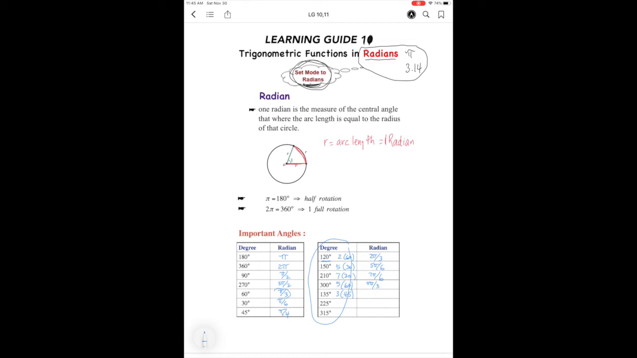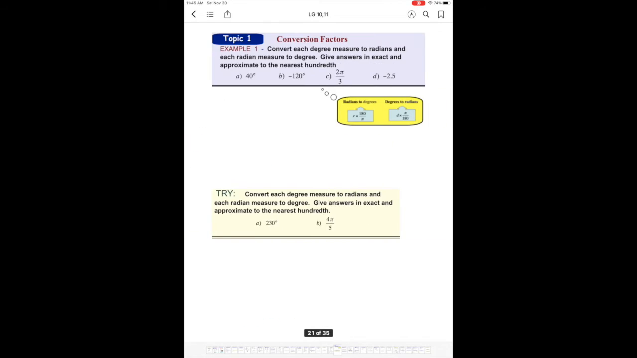And 135 is 3 45s, because 3 times 45 is that. So we know this is 3 pi over 4. And going down, so we have 5 45s there. So that's 5 pi over 4. And then this is 7. So that is 7 pi over 4. All right, so those you got to get familiar with. So now let's move on.